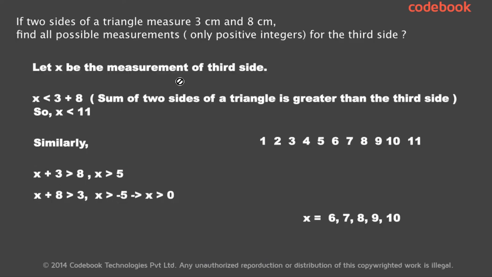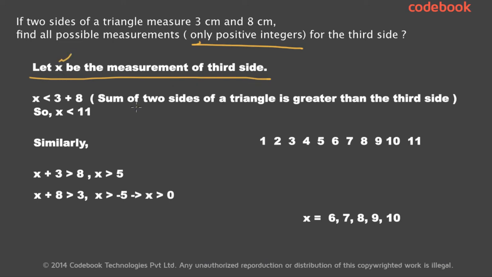Now let us work on another problem. The problem states that if two sides of a triangle measure 3 centimeters and 8 centimeters, find all possible measurements for the third side. And we are only looking at positive integers for measurement. So first let us call the measurement of the third side x.